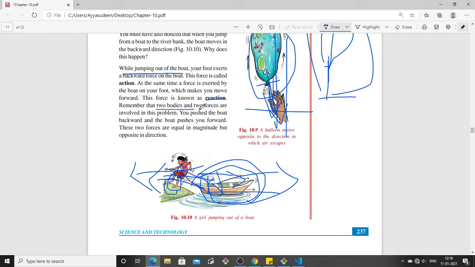So two bodies and two forces are involved in this problem. Two bodies: here you take the balloon and the floor. That is the air from the balloon and the floor. The force from the balloon is the air, and the force from the floor is that air that hits and comes back. So two bodies are involved.